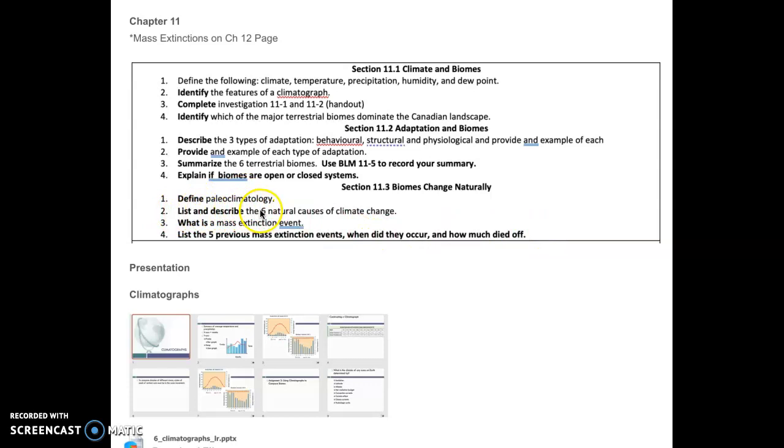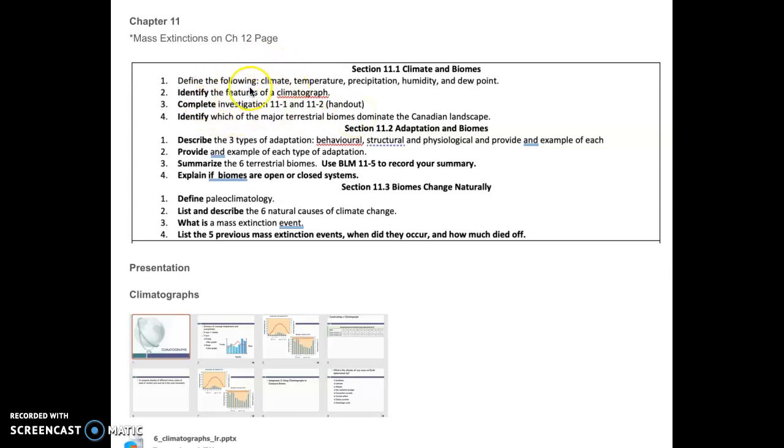Okay, and then we could talk in a bit more detail about the 6 natural causes of climate change, and maybe a little bit later. So what else we have going on here is climate and biomes. We need the words climate, temperature, precipitation, humidity, and dew point. These are definitions. What the heck is a climatograph? Sounds like we're just making every word a climato word today. Paleoclimatology, climatograph. Then there's some work we can do, and then talking about biomes.